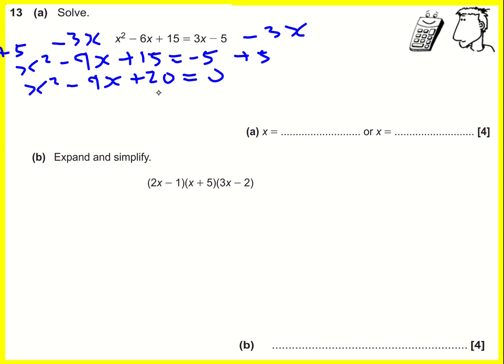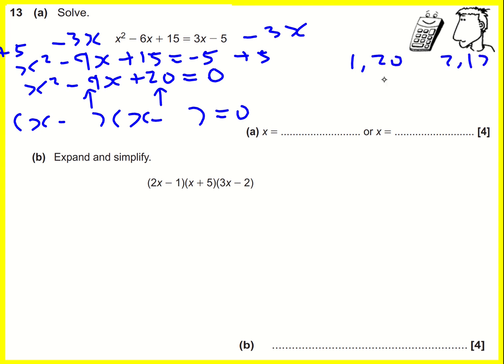Notice that this is positive, but this is negative. That's going to mean we have to have double negative, like both negatives in the brackets, if this is going to factorize, which I'm expecting it to. So let's find factors of 20 that give 9 essentially. Well, 1 and 20 doesn't work, 2 and 10 doesn't work, 4 and 5 does work. Minus 4 times minus 5 will give us the 20, and we'll add to the minus 9.